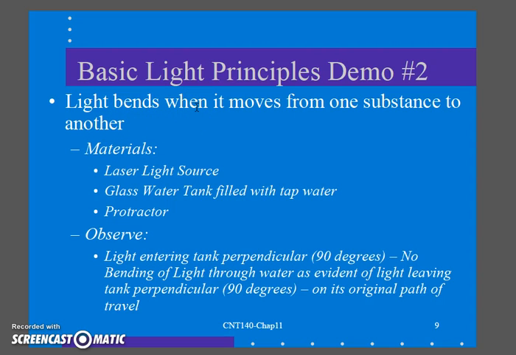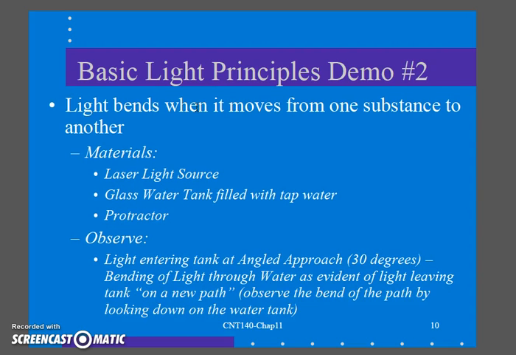This is important. So I'm going to show you with a tank of water, light moving through a tank of water and the light bending. I will show you that. That'll be the next piece of the next demo.